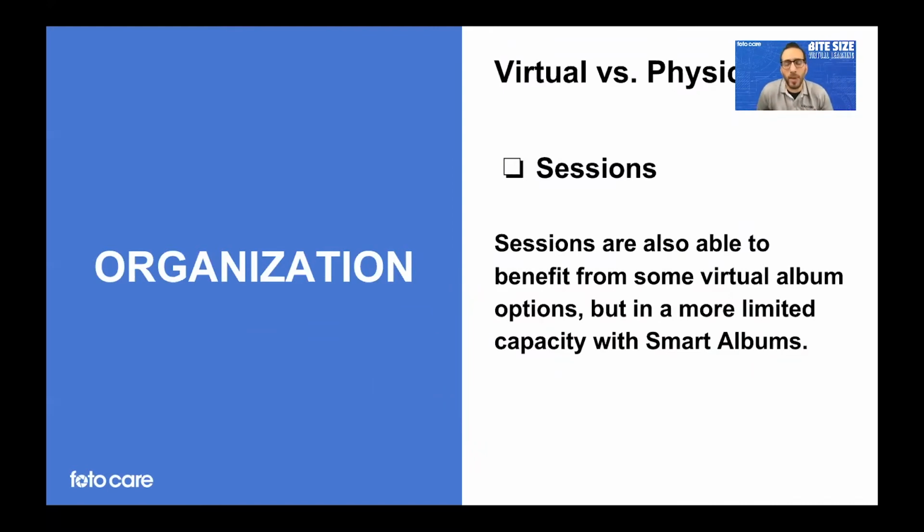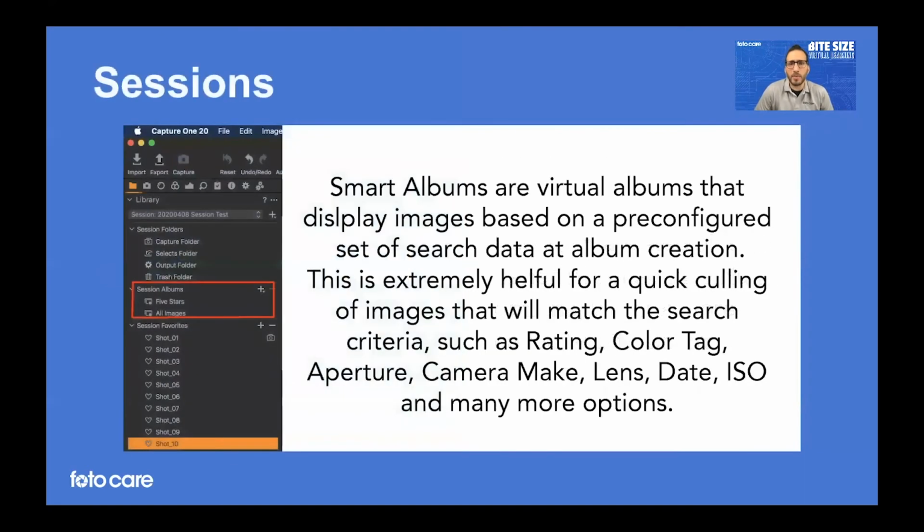But the biggest benefit to virtual albums, virtual organization in Capture One is SmartAlbums. And SmartAlbums are virtual albums that display images based on a pre-configured set of search data at album creation. This is extremely helpful for quick culling of images that will match the search criteria. And there are a lot of options. If you haven't explored SmartAlbums, I definitely recommend it. It absolutely will speed up your workflow.